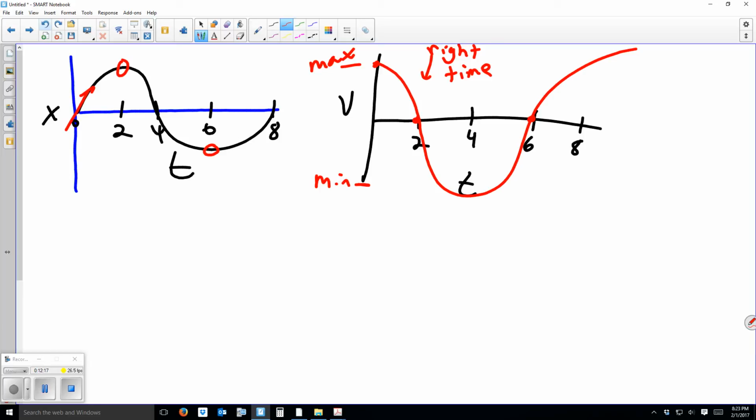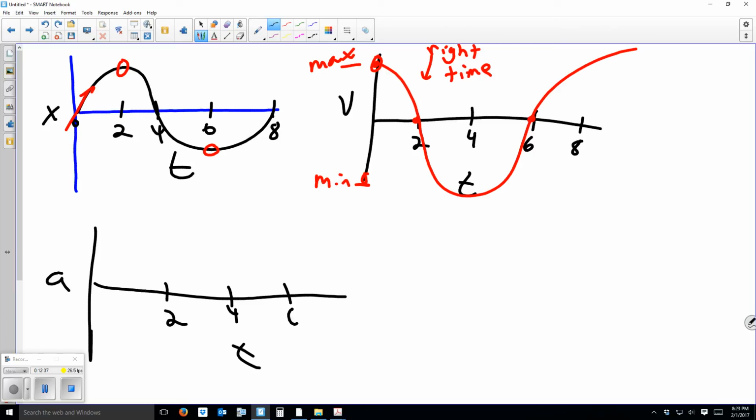And the same sort of rules apply for your acceleration time graph. So acceleration versus time, I'm going to do the exact same thing. I know that at the equilibrium, my acceleration is going to be 0. So 2, 4, 6, 8. I'll do it in blue. So every time I'm at the equilibrium, my acceleration is 0, at 2, 4, 6, and 8.